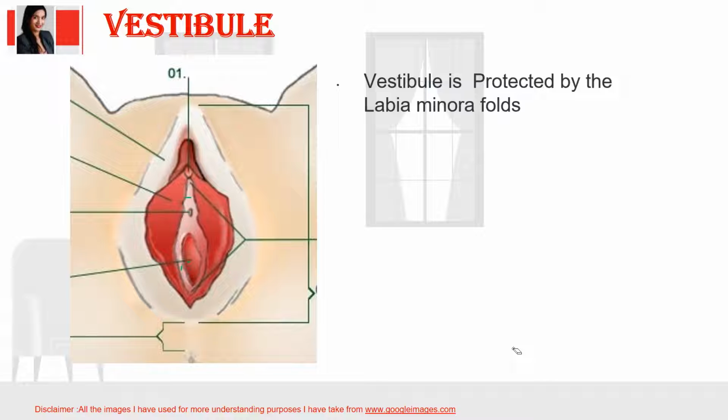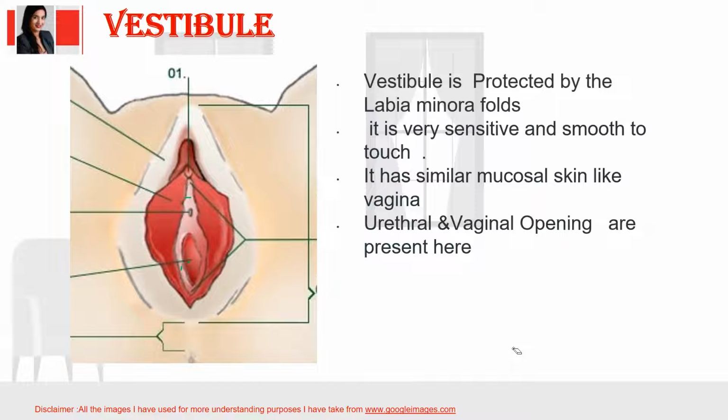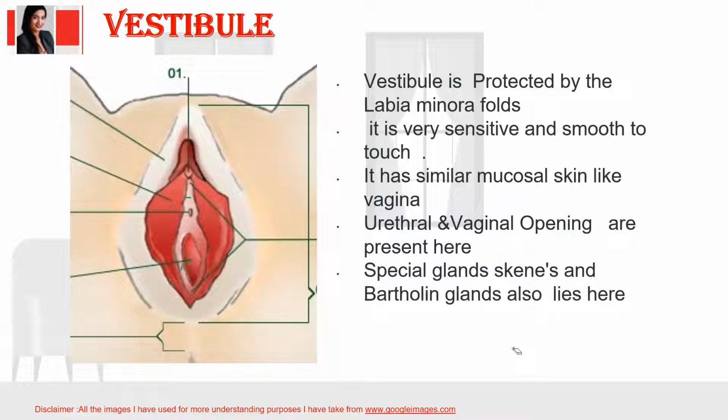The vestibule is protected by the labia minora fold. It is very sensitive and smooth to touch. It has mucosal skin cells similar to those inside the vagina, meaning an epithelial cell layer is present here, just as it is inside the vagina. It is very sensitive to touch. In this vestibule we have the urethral opening and the vaginal opening. Two other things are also present on both sides, and they are the openings of glands.